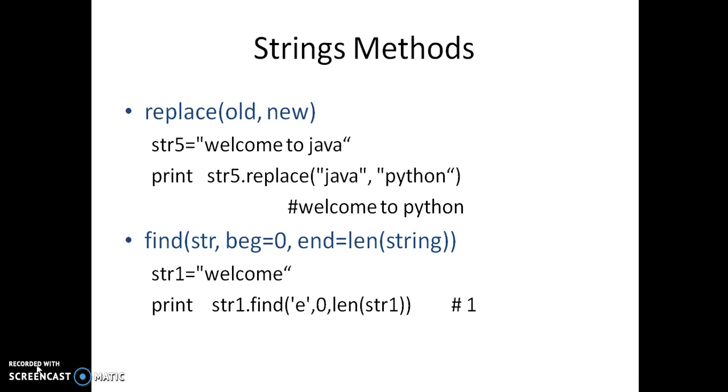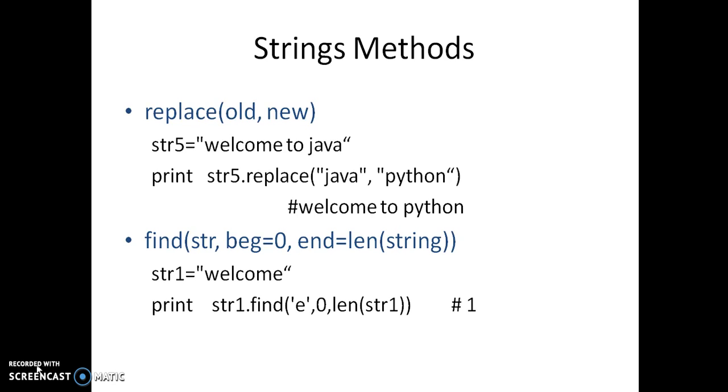We will be given one string, and within that we will give one old string that is to be replaced by the new string. Here str5 has the value "welcome to Java", and it replaces Java with the word Python. Print str5.replace("Java", "Python"). It replaces the word Java and in its place puts Python. So our output is "welcome to Python".